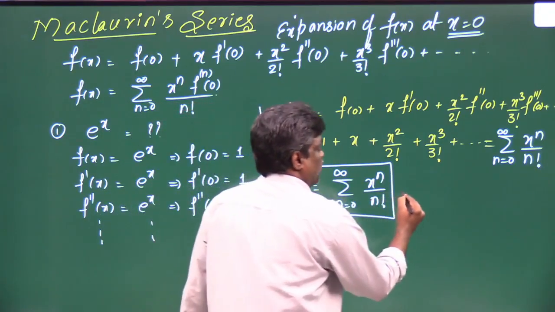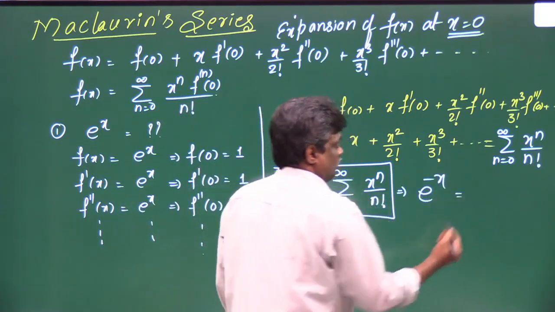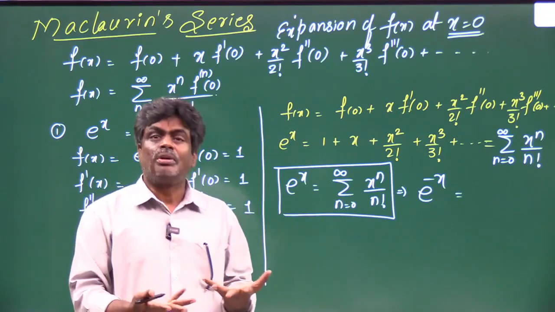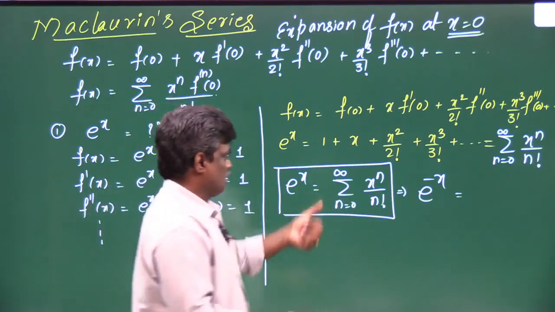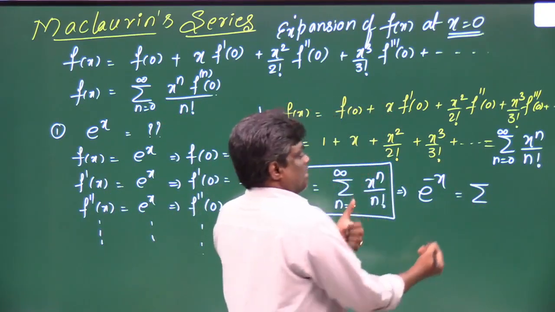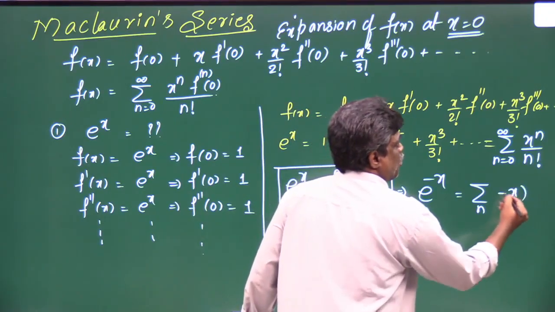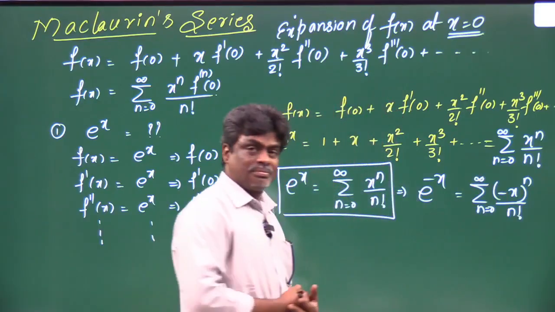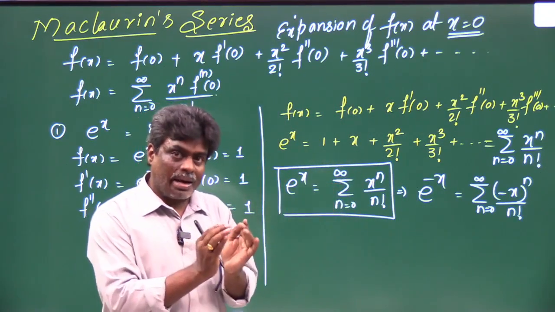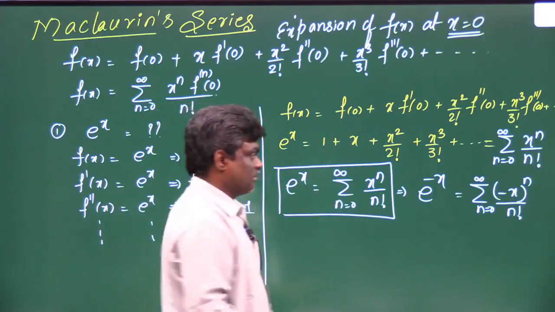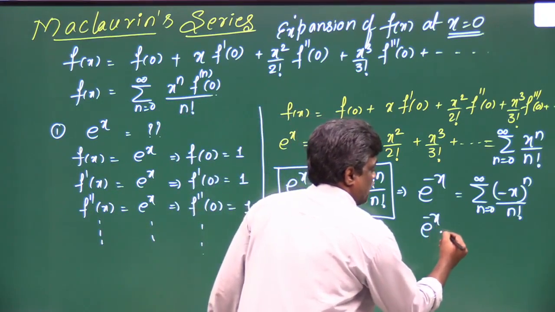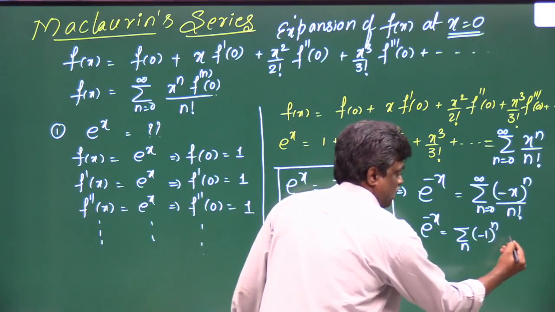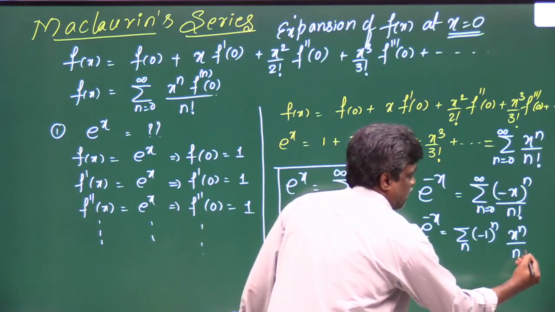And now I want to find e raised to minus x. You already know e raised to x. If you want to find e raised to minus x, what will you do? Just substitute x equal to minus x. So the summation over n of minus x whole power n by n factorial, where n is equal to 0 to infinity. Minus x can be written as minus 1 whole power n into x power n. So this can be written as e raised to minus x equal to the summation over n of minus 1 whole power n, written separately, times x power n by n factorial.